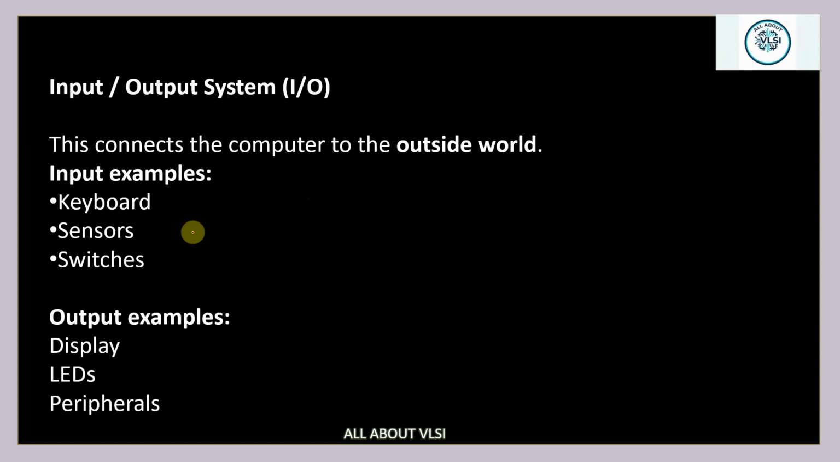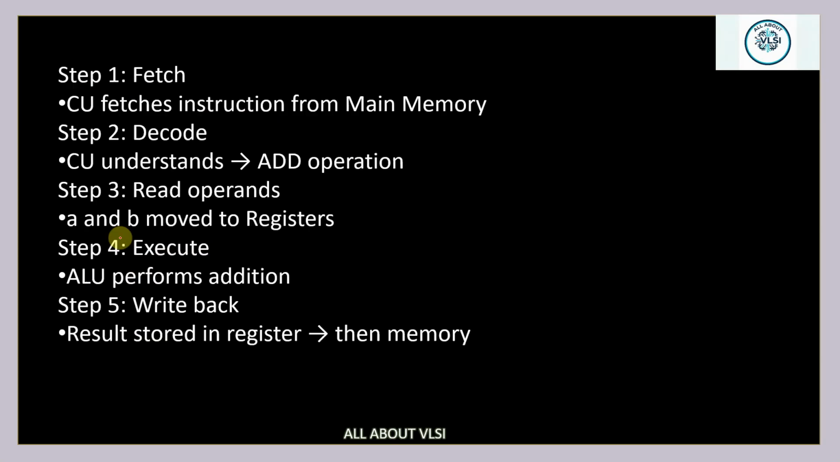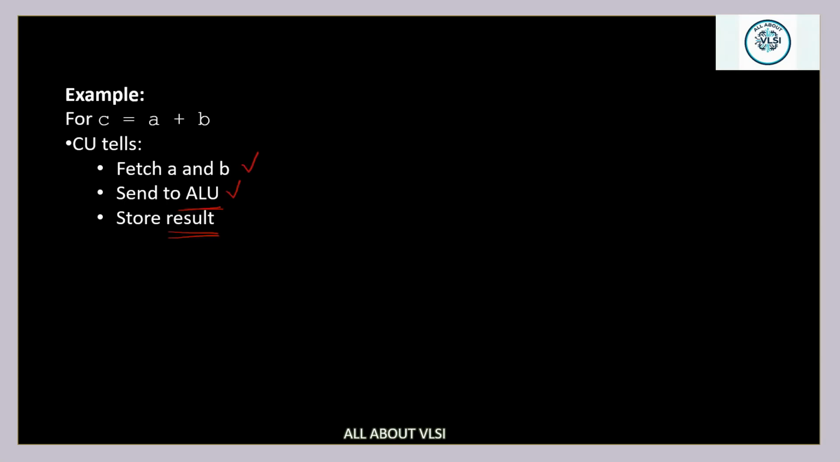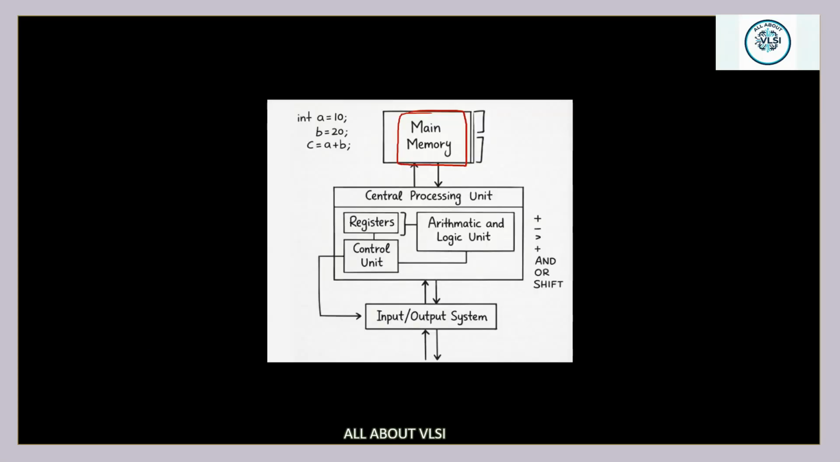And the input and output system is basically going to be connected to the outside world, like keyboard, sensors, or switches. It is just for connecting with the peripherals, like displays, LEDs, and so on, right? So this was about how a processor with von Neumann architecture is going to look. This kind of architecture only we are going to build using our RISC-V IP processor, right?